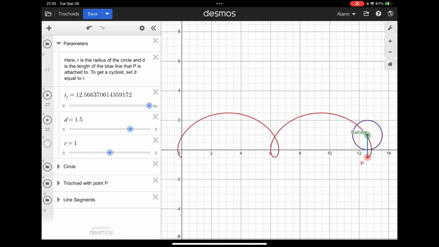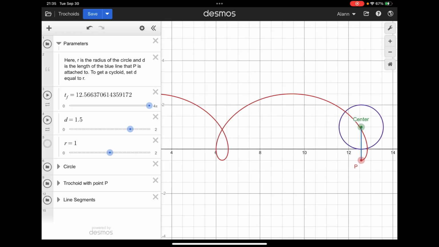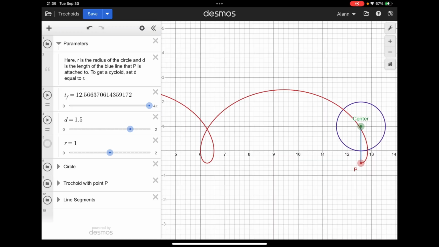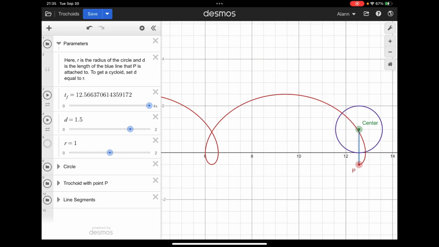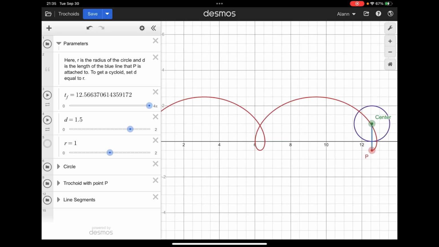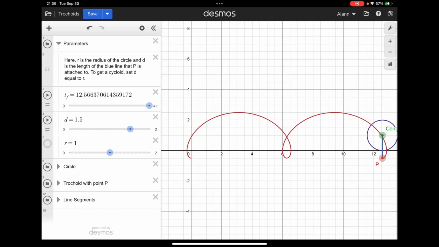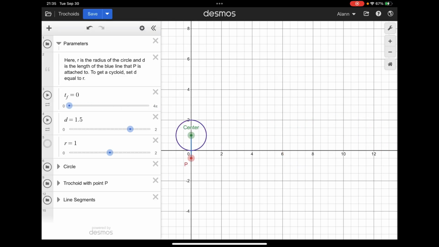Which should make sense because now that we have increased the distance d greater than the radius of the circle r, but the radius of the circle r is the distance from the x-axis to the center point in green. The point in red, which is the point that's tracing out our curve, should overshoot that distance and actually go below the x-axis.